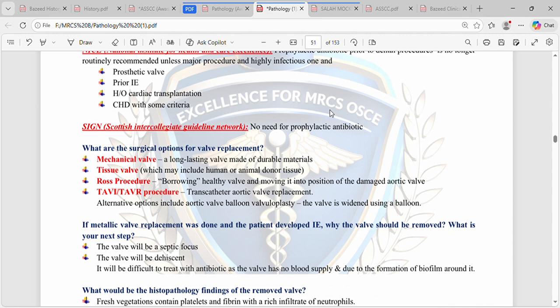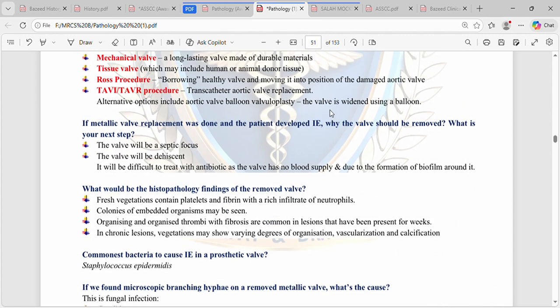If metallic valve replacement was done and the patient got infective endocarditis, why should the valve be removed? What is your next step? The valve will be a septic focus, and the valve will be dehiscent, and it will be difficult to treat with antibiotics as the valve has no blood supply and due to the formation of biofilm around the prosthesis. So you have to remove it, and you have to do debridement and clean it.